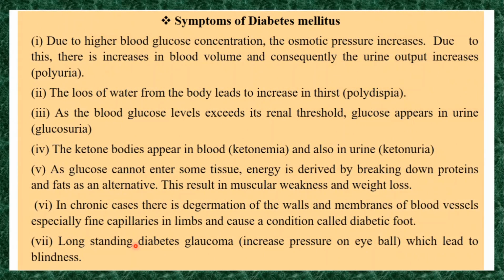And in this slide we will see the symptoms of diabetes mellitus. The symptoms of diabetes mellitus are due to the higher blood glucose concentration: the osmotic pressure increases, and due to this there is an increase in the blood volume and consequently the urine output increases, that is called polyuria. So this is the first symptom.